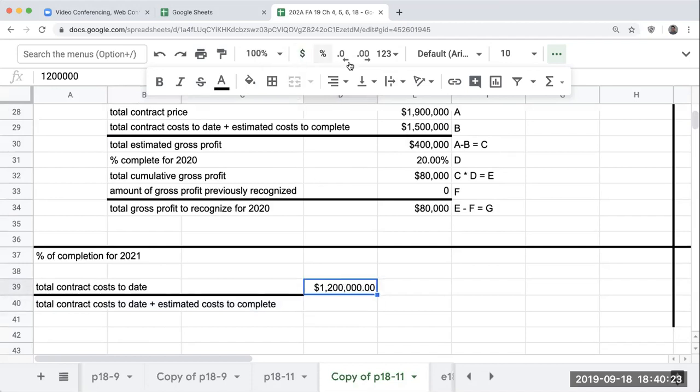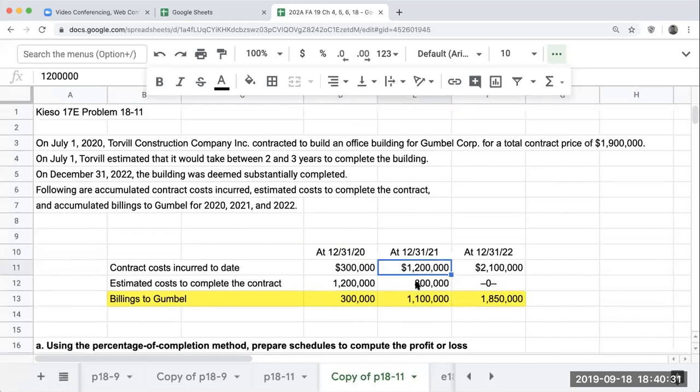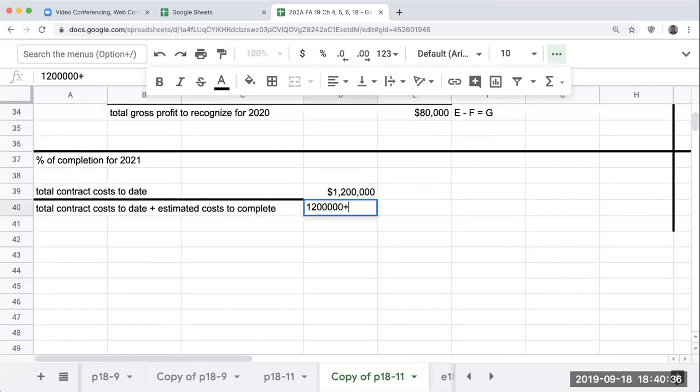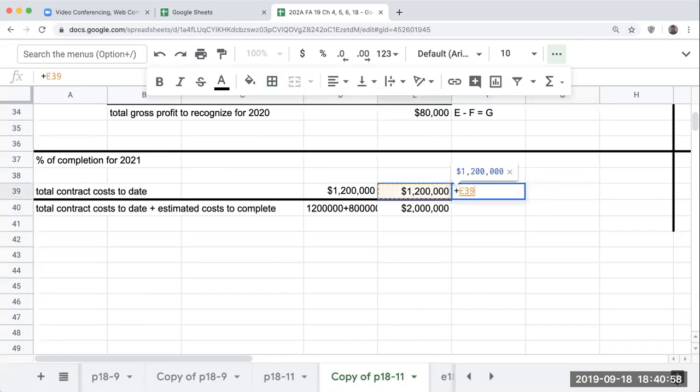And then over here, our total contract cost to date plus the estimated cost to complete is 1.2 million plus 800,000. So right now, we've got 1.2 million divided by 2 million. So our contract percentage completion right here is at 60% completion.